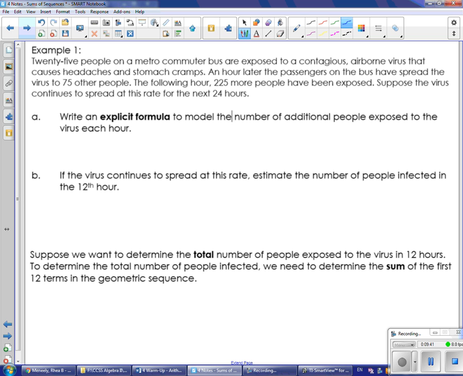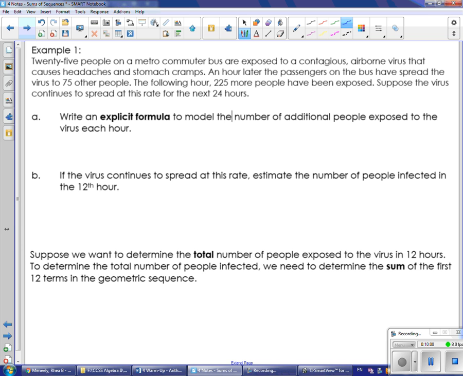It mentions that 25 people on a metro commuter bus are exposed to a contagious airborne virus that causes headaches and stomach cramps. An hour later, the passengers on the bus have spread the virus to 75 other people. The following hour, 225 more people have been exposed. Suppose the virus continues to spread at this rate for the next 24 hours. You're asked to write an explicit formula to model the number of additional people exposed to the virus each hour.